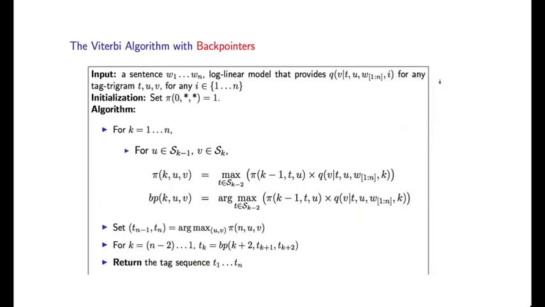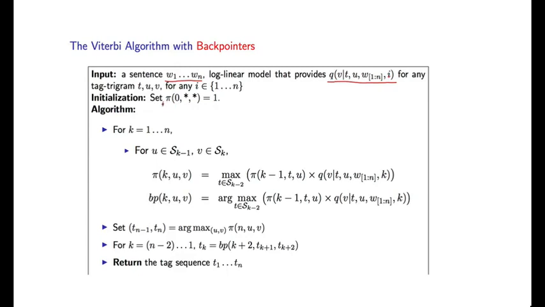So here is the Viterbi algorithm which puts all of these ideas together. And again, I want to stress it's very similar to the Viterbi algorithm you saw for hidden Markov models. So the input to the algorithm is a test sentence, w_1 through w_n, which we'd like to tag. And in addition, we'll assume that we're provided with a log linear model that provides the conditional probability of any v given tags t and u, given an input sentence and a position. So those are the two inputs to the model. The model then proceeds as follows.